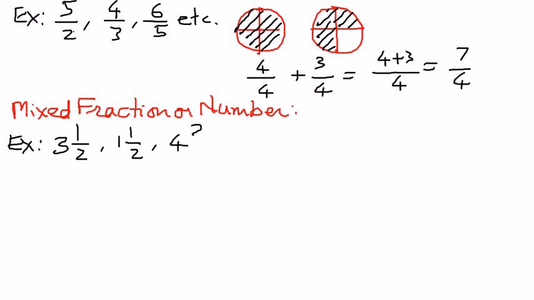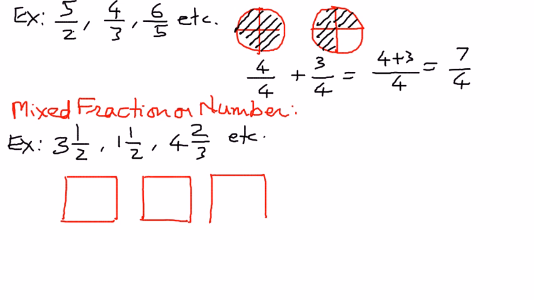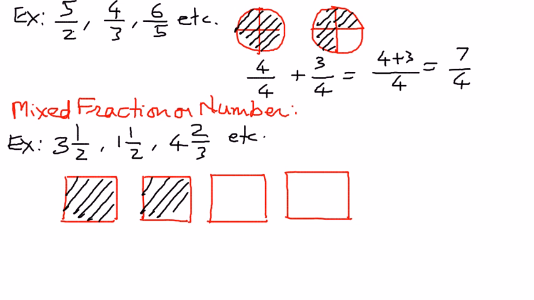4 and 2/3. 4 is a whole number, 2/3 is a fraction, and therefore when we combine a whole number and a fraction, it's going to be a mixed number or a mixed fraction. So these are the different types of examples we have. I want to explain with an example here, and in this example, I'm going to take 4 squares like that. 1, 2, 3, and 4.